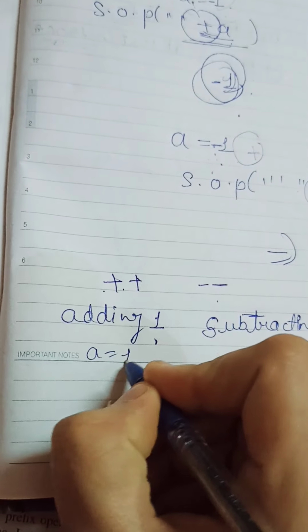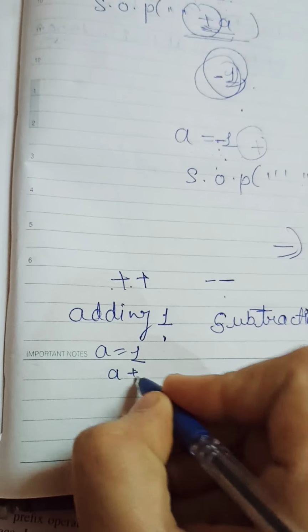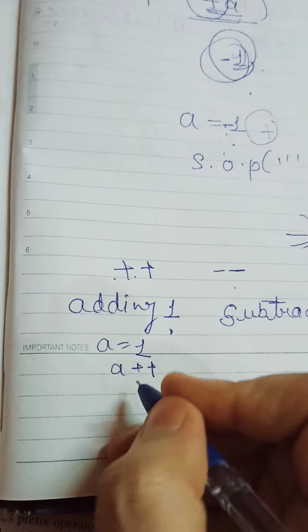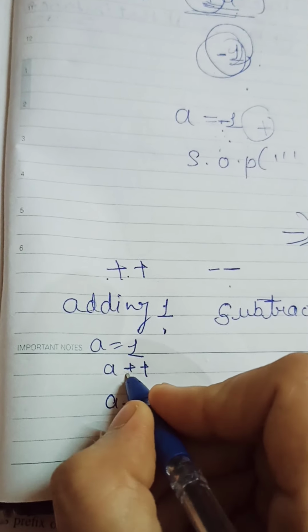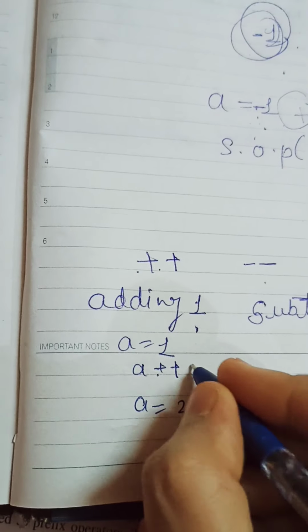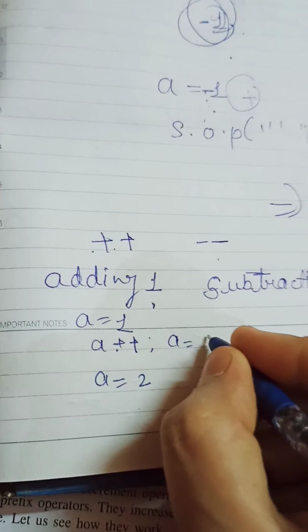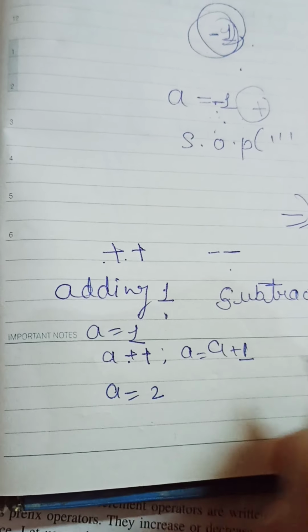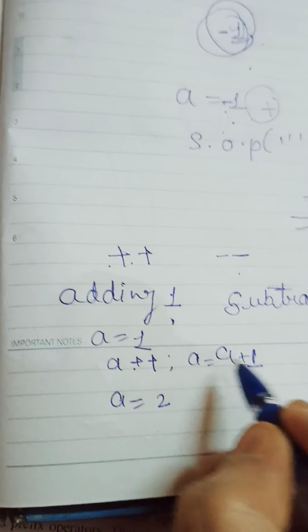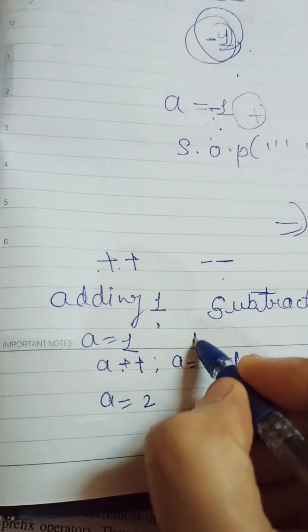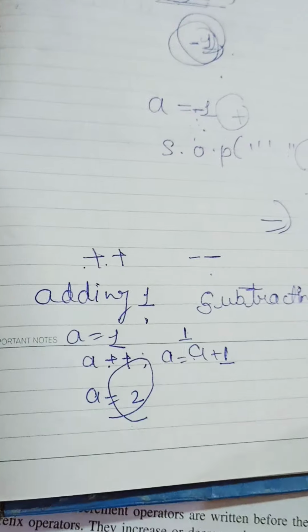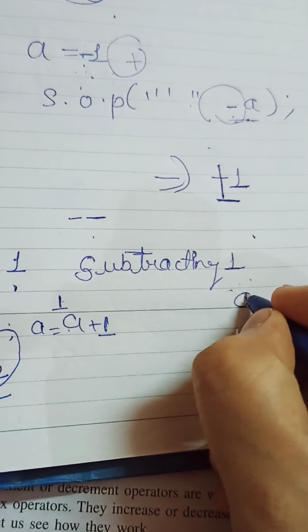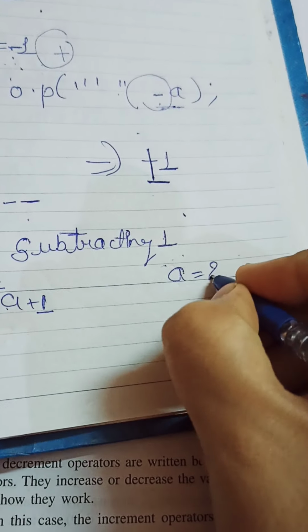For example, if the value of A is 1 and I write A plus plus, then what will be the new value of A? It will be 2, because A plus plus means it is incrementing. Or you can write this A plus plus as A equals A plus 1 also. What was A storing? It was storing 1, and 1 plus 1 will be 2.